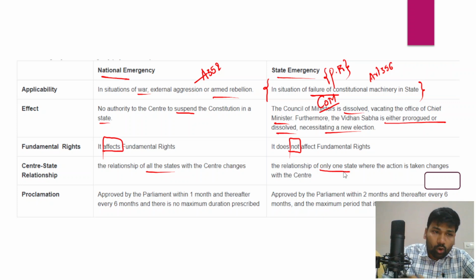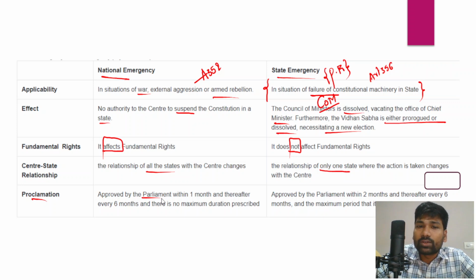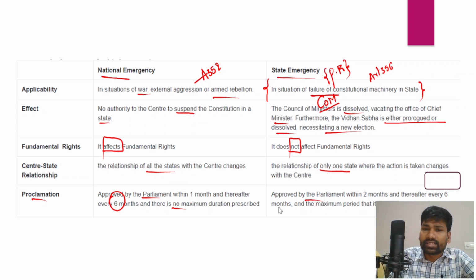And when we talk about the proclamation of national emergency, it is approved by the parliament within 1 month and thereafter every 6 months. In order to further continue the national emergency, parliamentary approval is necessary every 6 months, and there is no maximum duration prescribed for the national emergency by the Indian Constitution. However, with respect to the president's rule, it must be approved by the parliament within 2 months of imposing Article 356, and thereafter every 6 months. However, with respect to presidential rule, there is a maximum period that it remains in force, up to 3 years.